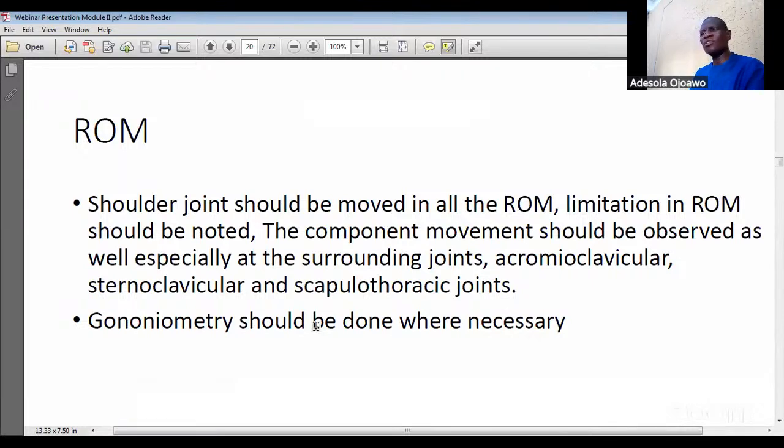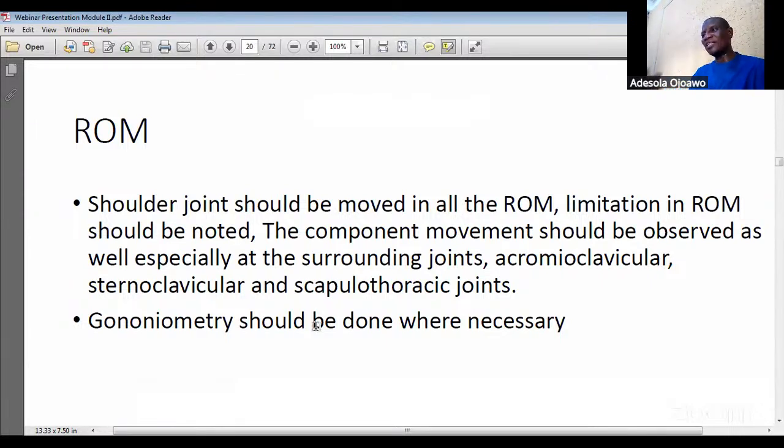Of course, you may not be able to measure goniometry of the acromioclavicular joint or sternoclavicular joint, but when somebody moves the shoulder joint, you may have to observe the movement there. We call them component movements. If they are painful, then you note it. When somebody is moving the shoulder, if the scapulothoracic joint is painful, you note it. A patient may not have pain at the glenohumeral joint but have pain at the scapulothoracic joint. That's why you know where you are going.